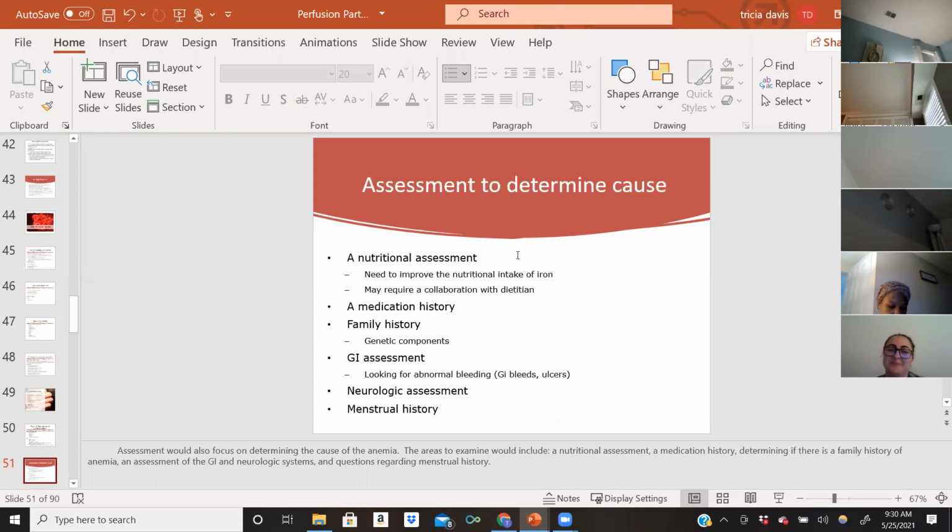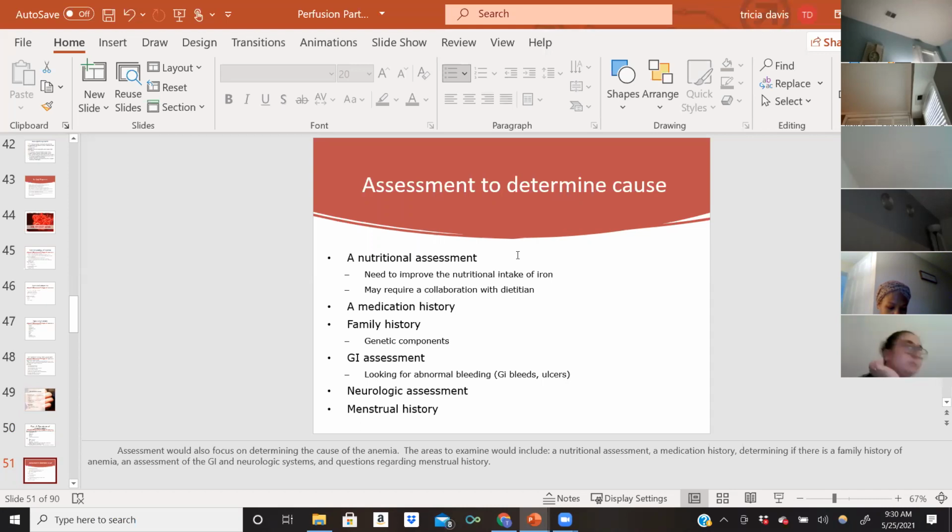You want to do a medication history to see if there are any medications that could be causing this. We want to do a family history. Are there any genetic components? Because we do know that some issues that cause iron deficiency can be genetic. And then we're going to do a GI assessment, so we're going to look for abnormal bleeding, GI bleeds, ulcers. We want to do a neurologic assessment because we want to assess, are they alert and oriented? Do they have any type of oxygenation issues that are affecting their cognitive ability?